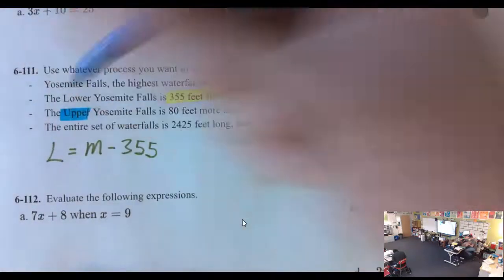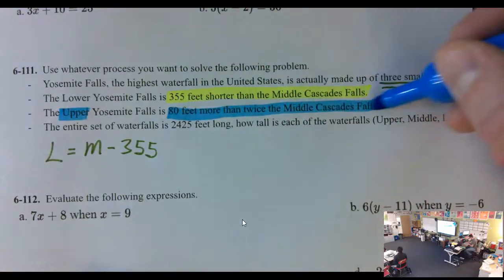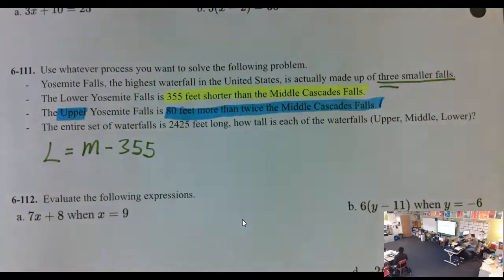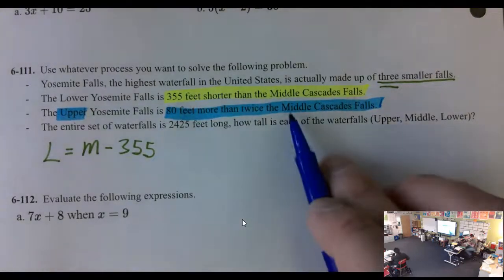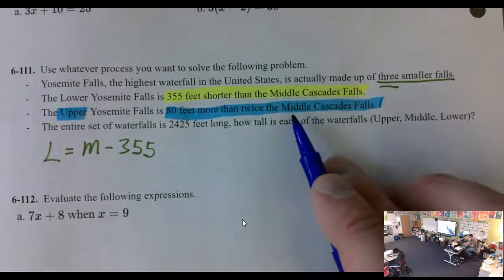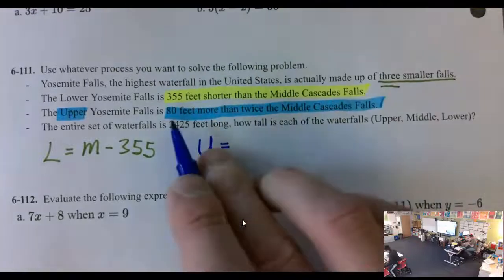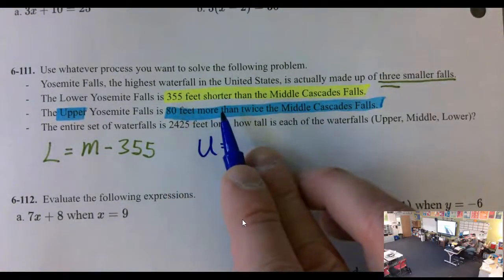Except I should have highlighted lower with that last one. The upper is 80 feet more than twice the middle. Oh, that guy's big. So M's the variable that... Yeah, M is middle, right? Is kind of what we assumed with what Lucas told us. So then the upper is, how do I do 80 feet more?